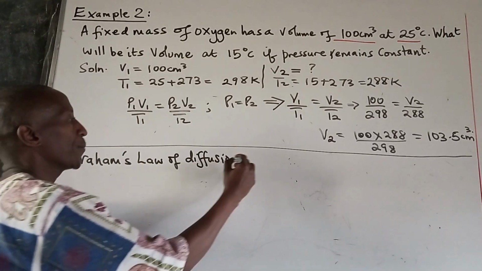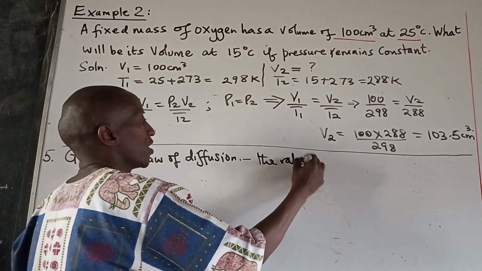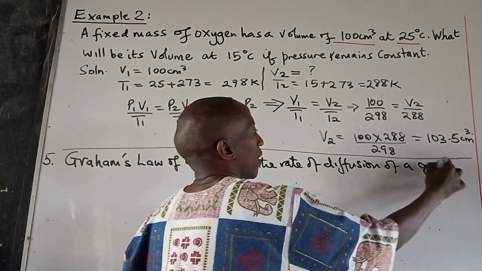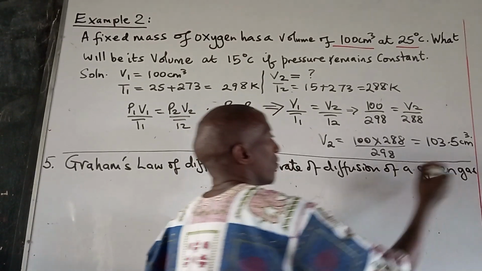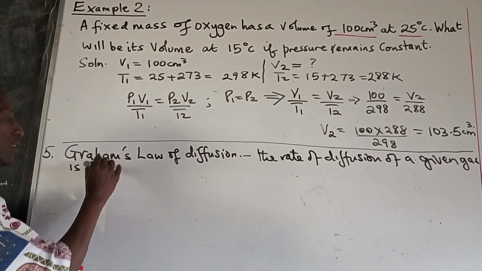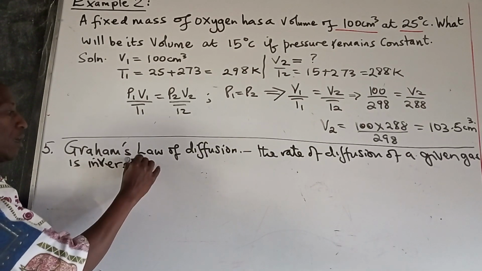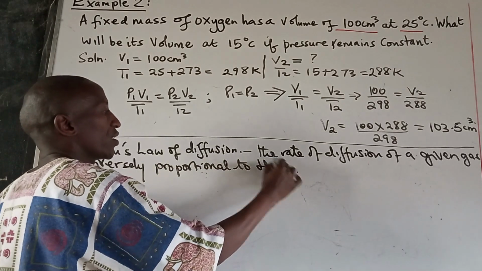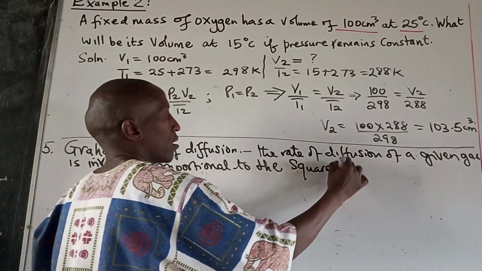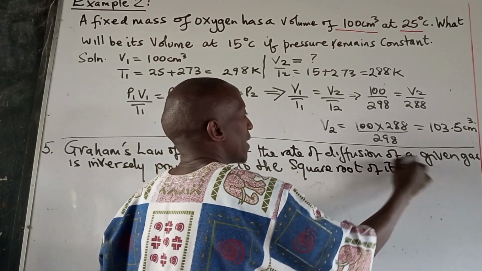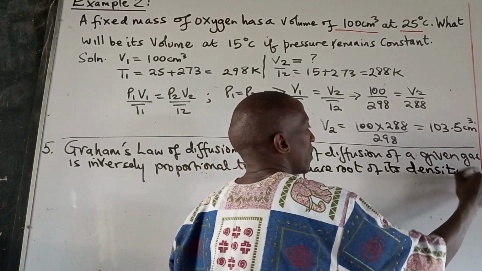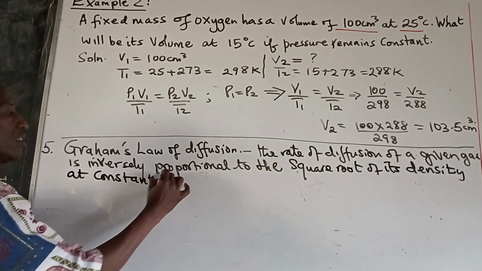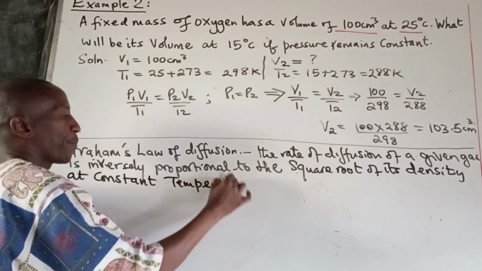We put it down and say that the rate of diffusion of a given gas is inversely proportional to the square root of its density, at constant temperature and pressure.